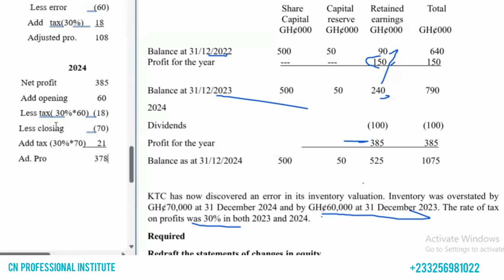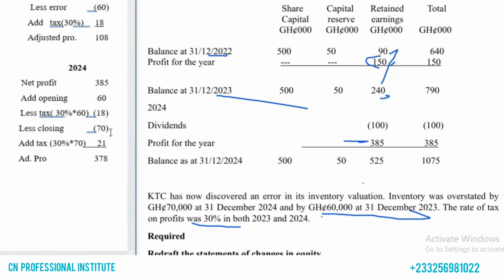Okay, somebody can do it this way. We'll pick the profit. We are adding 60,000 and we are lessing 70. So the difference is 10, meaning we'll be lessing 10. So pick 30% of the 10, and that will give us 3. So you add the 3, it's the same thing.